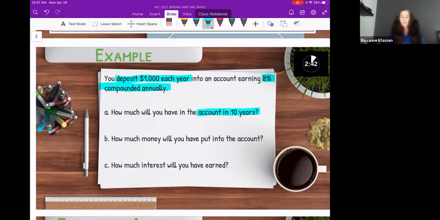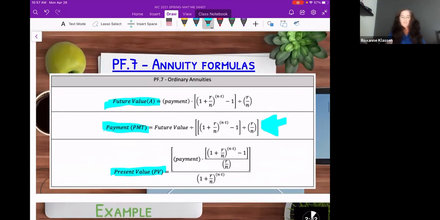So that's what the question is asking us. If we deposit $1,000 each year and we're earning 8% compounded annually, how much will we have in our account in 10 years? Now, this is the first question I want you to answer in the chat. Which one of these three formulas do we need? Are we solving for FV? Are we solving for PMT, or are we solving for PV? Get it ready in the chat, whether we're solving for FV, PMT, or PV. Okay, so get that ready in the chat.